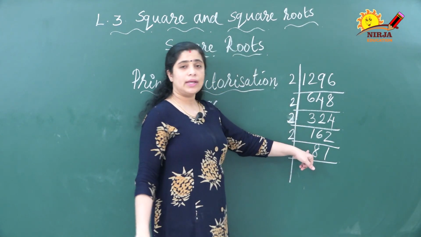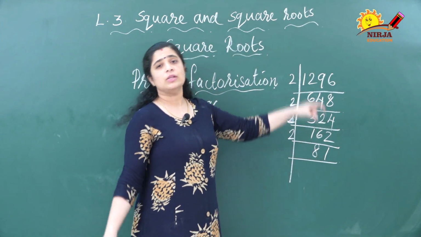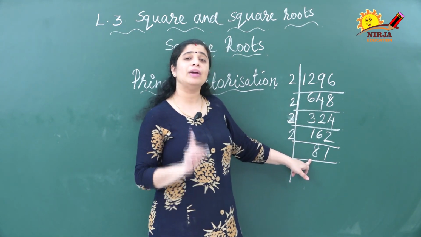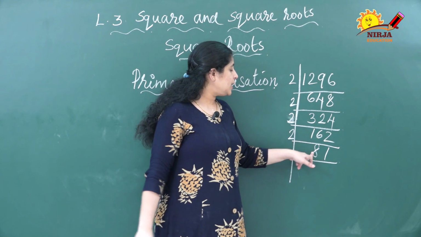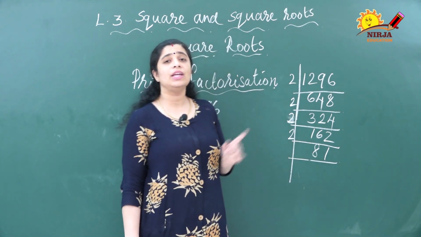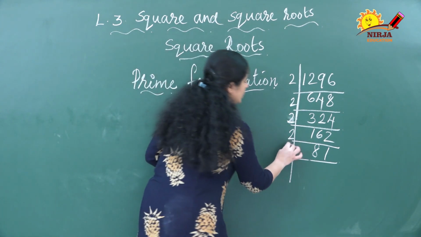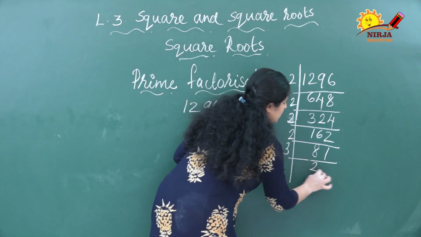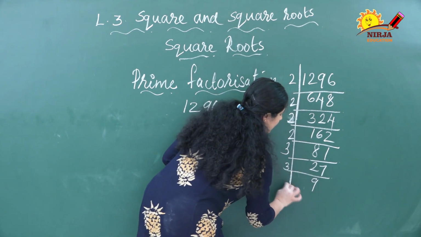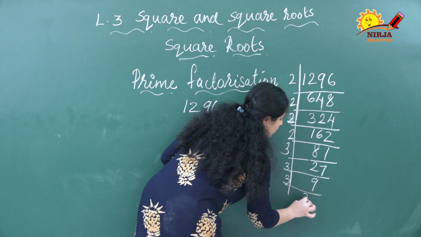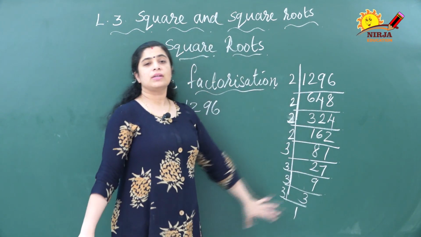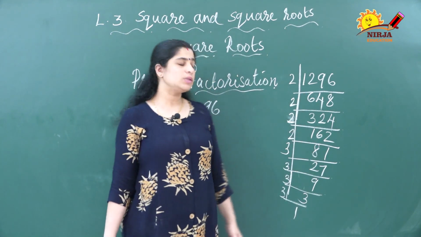Now this is not an even number, so you can't divide it by 2. Then we will check whether this number is divisible by 3 or not. Add the digits, 8 plus 1, 9. So 9 is a multiple of 3. So you can divide it by 3. So you will get 27 here. Again by 3, you will get 9. Again by 3, 3. So the prime factorization of this number is over.